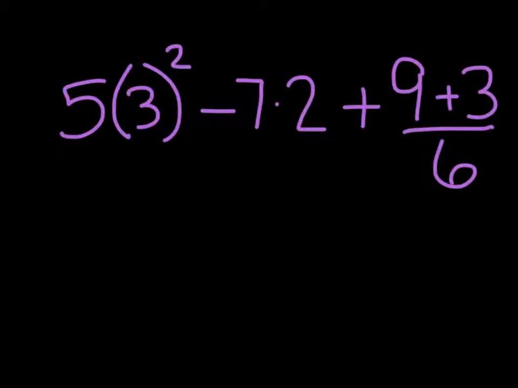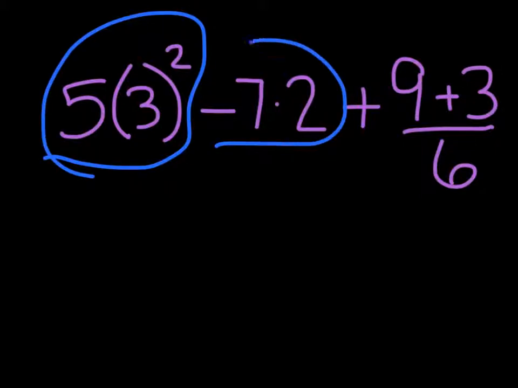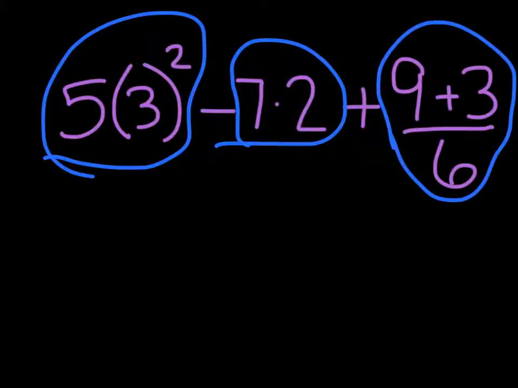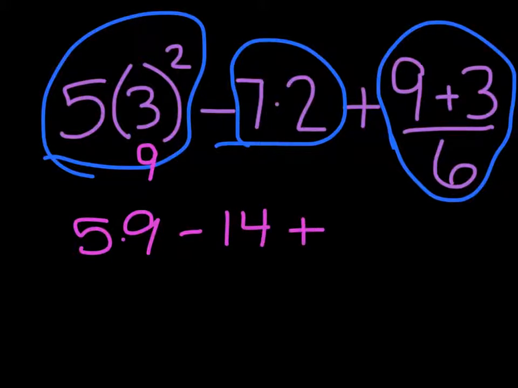I am going to, again, circle my terms. I just think that's a good way to organize it. Notice I am not circling my plus or minus signs. However, at the end, that plus is part of a whole group. Okay, 3 to the second power means 3 times 3. So that's really going to be 5 times 9 there, minus 7 times 2 is 14, plus 9 plus 3 is 12 over 6. I kind of did this in different steps here, and that's okay.